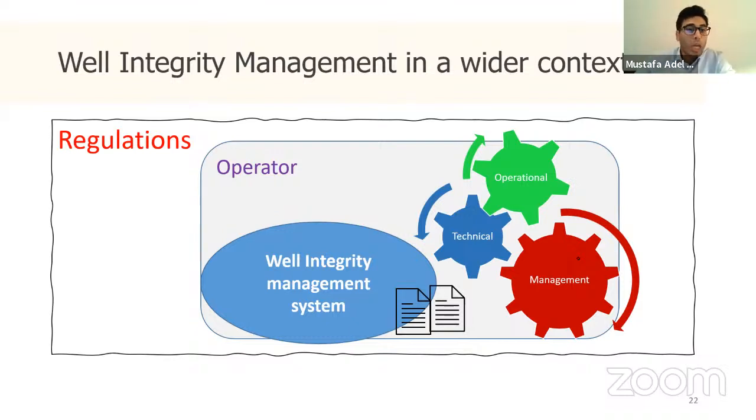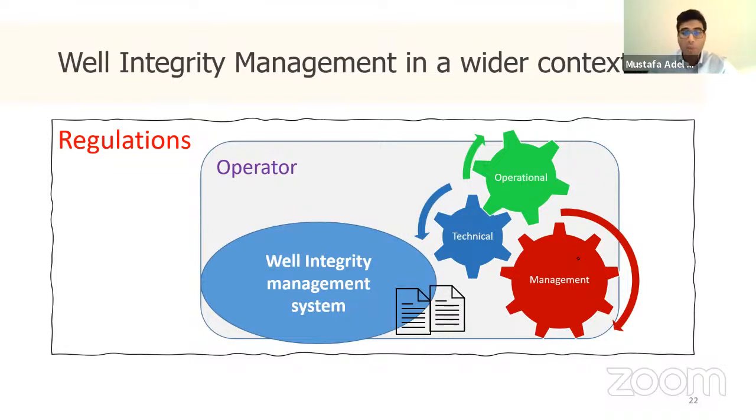For example, in some locations, the government has the requirement that any naturally flowing well should have a subsurface safety valve. The well integrity policy of all operators in this location should comply with the regulations and should make sure that all wells that are naturally flowing are equipped with an operable, verified, and tested subsurface safety valve.